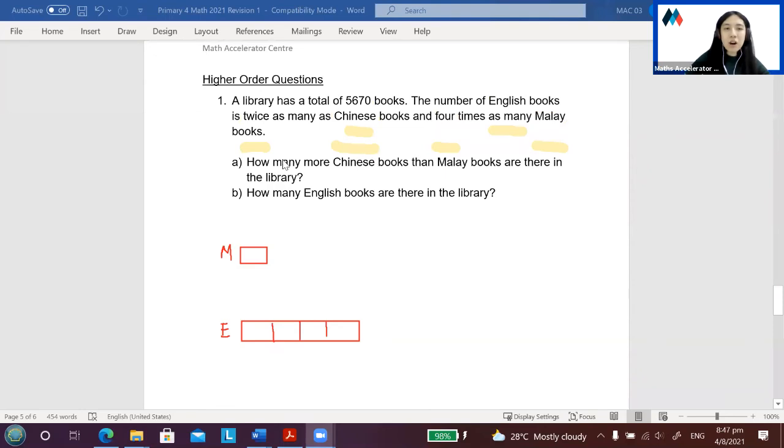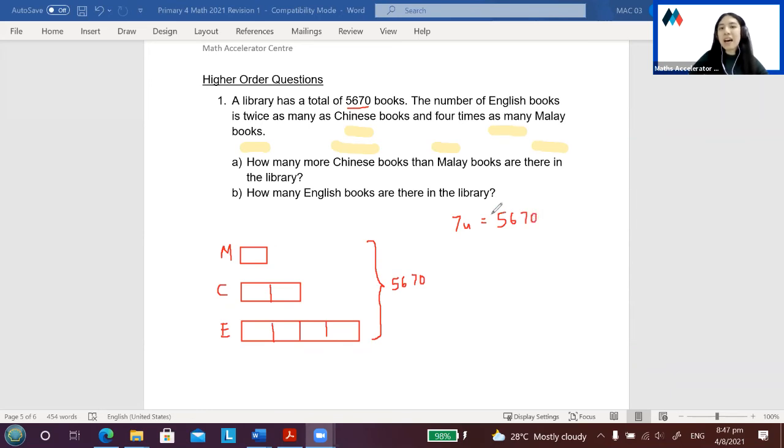Okay, so after this, it says that the number of English books is twice as many as Chinese books. Here there are 4 units of English books, right? So you should have 2 units of Chinese books. We know that this whole thing adds up to 5,670, right? Because there are a total of 5,670 books. So we can count the number of units. 1, 2, 3, 4, 5, 6, 7.